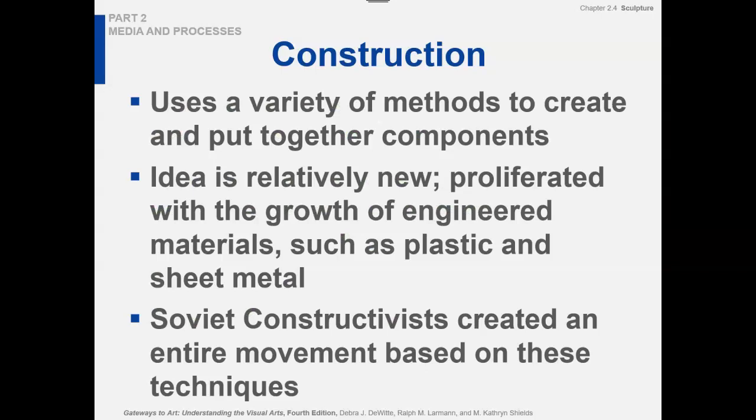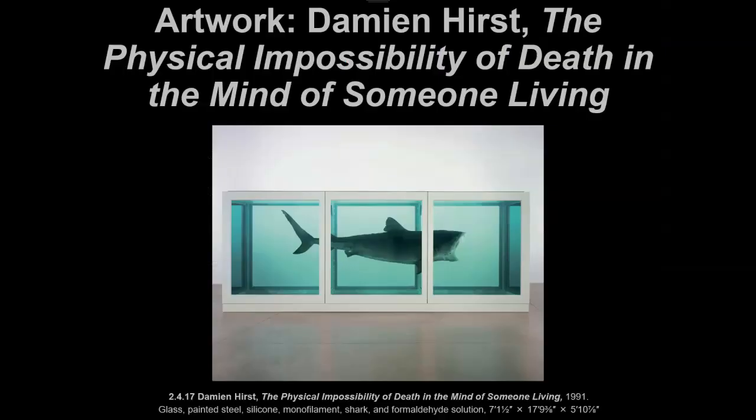With construction, this uses a variety of methods to create something. So you could have engineered materials like plastic, sheet metal. And there's a lot of different techniques that you can apply with construction. This is Damien Hirst, The Physical Impossibilities of Death in the Mind of Someone Living. And this is an example of construction.